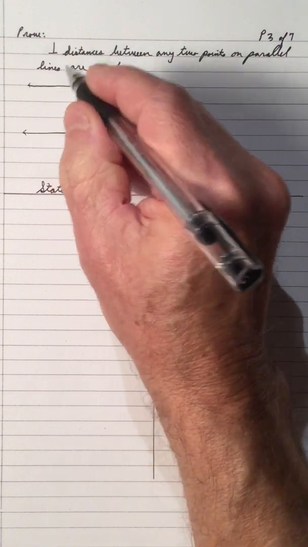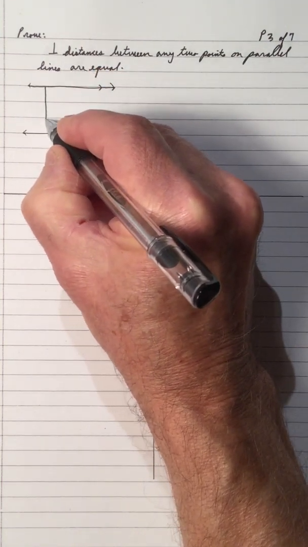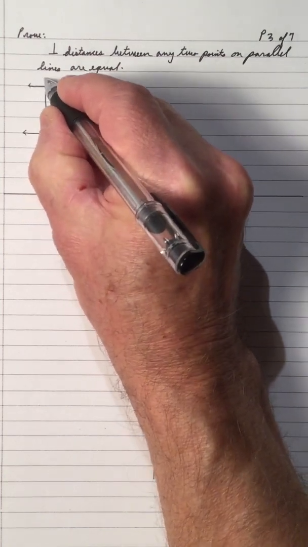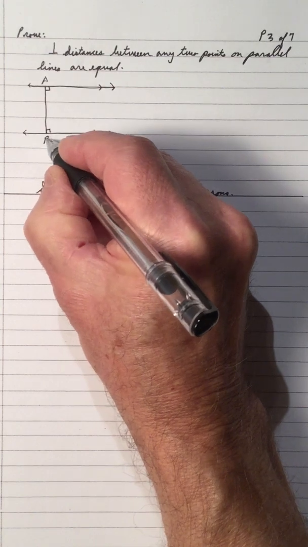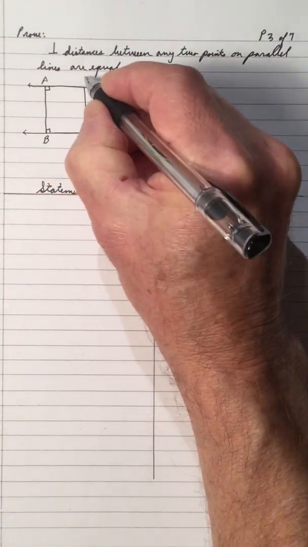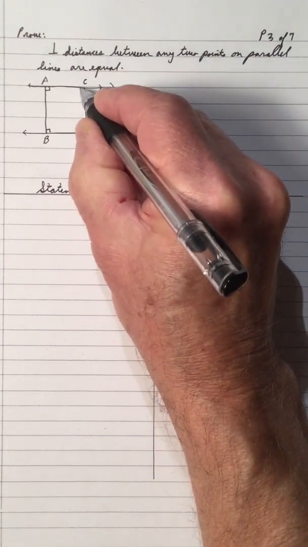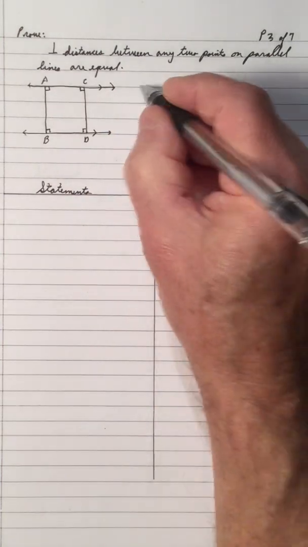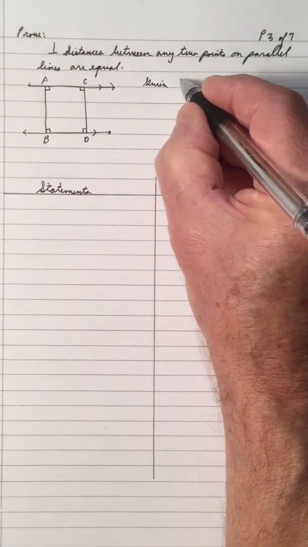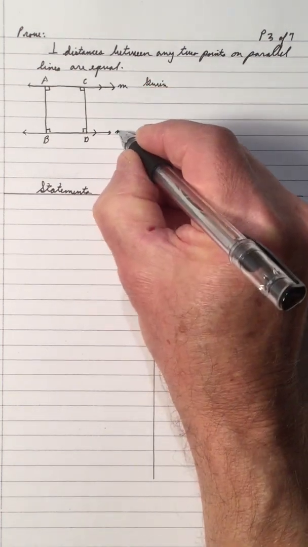And let's draw a line perpendicular to both of these. So let's call this AB. And let's draw another one and call it CD. And we also make them perpendicular. So let's prove that these two distances are equal. So we're given that, let's call this line M, and let's call this line N.